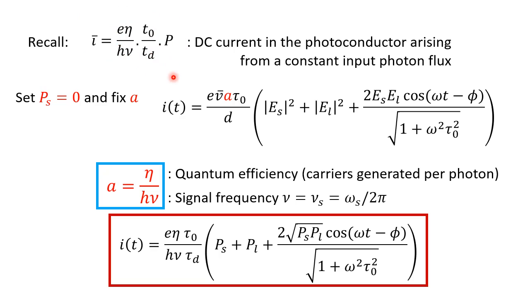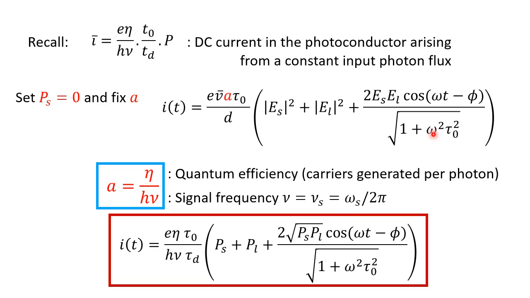So you will clearly see that I can identify this A to be precisely eta over h nu. Eta being the quantum efficiency, which is the number of carriers generated per photon, and h nu being the energy of the photon. By the way, this nu s is omega s by 2 pi. This was the frequency of the signal, right? Which is nearly the frequency of the local oscillator as well. So there is no question about that. Remember, omega, the difference frequency, is much smaller than the optical frequency.